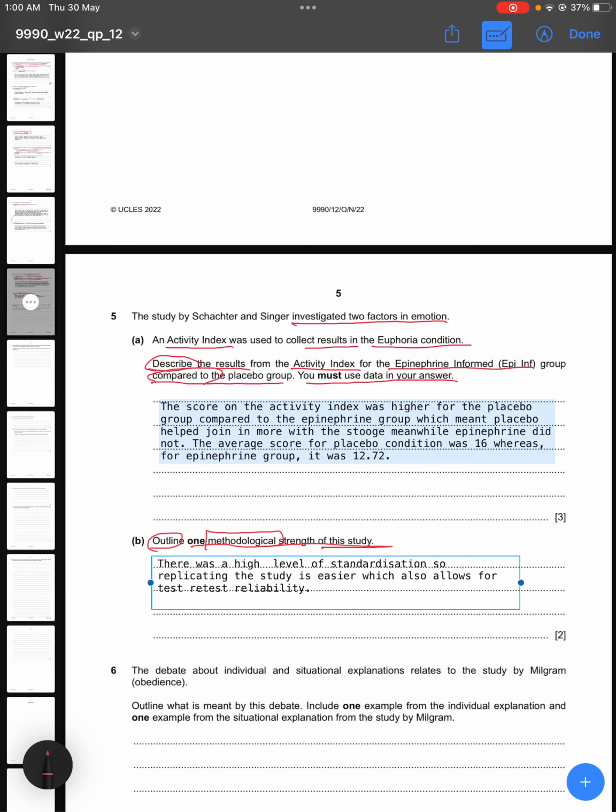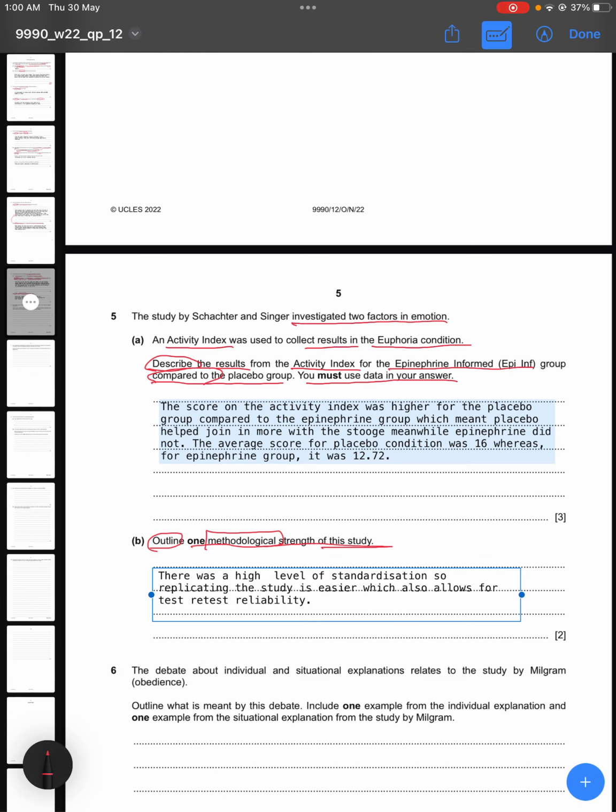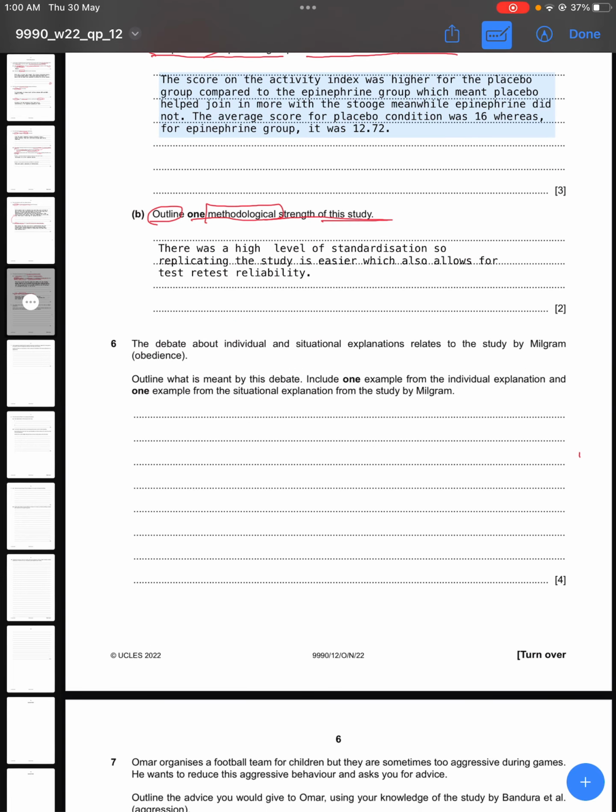You can also mention the example that the stooges were given instructions on how to act, so the study can be tested for reliability. So basically you can mention how the procedure was standardized. That will also help you gain marks.